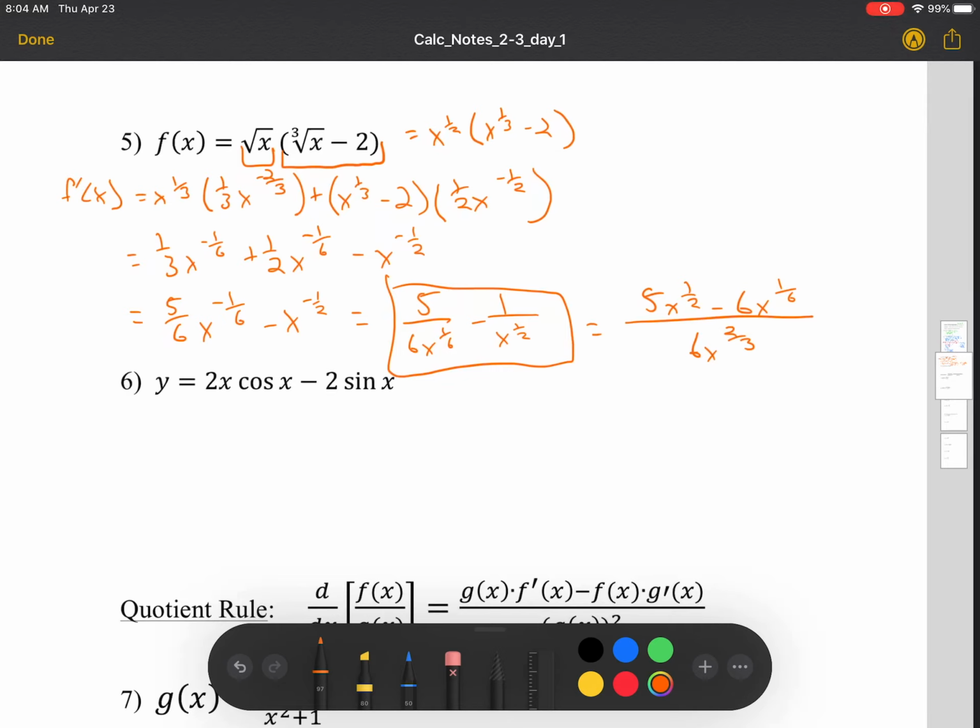Okay. Now we have to combine our exponents, so we can pull out our common factor. So let's go up here. Your end result should be 5x to the 1/3 minus 6 all over 6x to the 1/2. Okay.